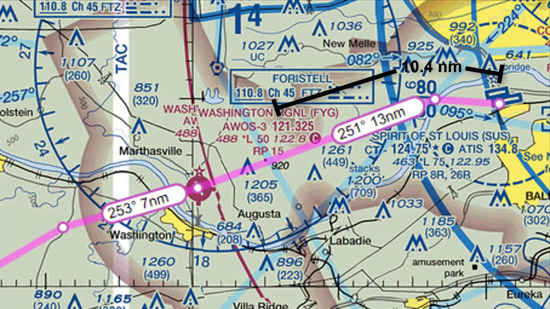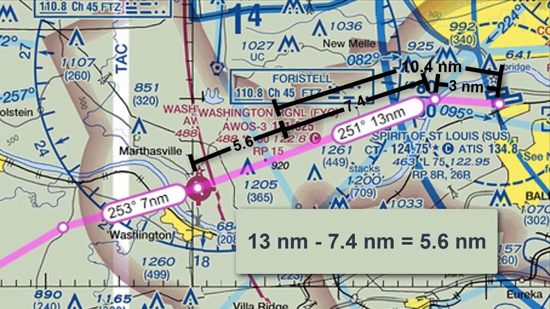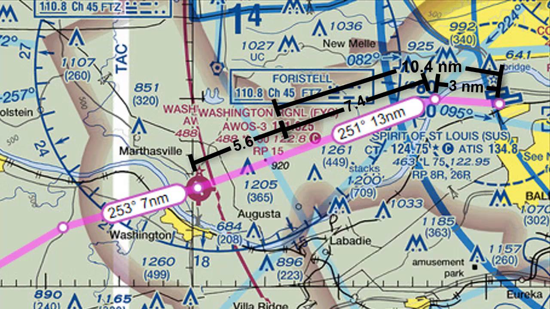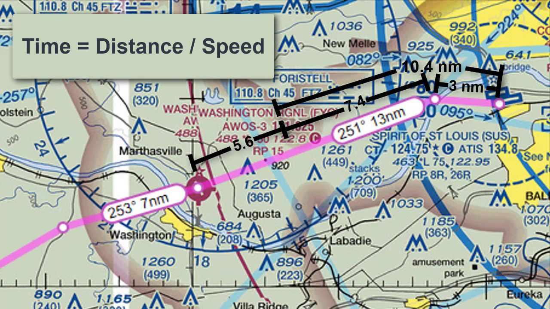Therefore, part of the 10.4 nautical miles will be used on the first leg of 3 nautical miles. That leaves 7.4 miles on the second leg of 13 nautical miles at 80 knots, and then we level off at 100 knots. So subtract 7.4 from 13, and that leaves 5.6 nautical miles. Now we have to ask how long does it take to fly a given distance at a given airspeed. This is where we use the formula discussed earlier. Time equals distance divided by speed.